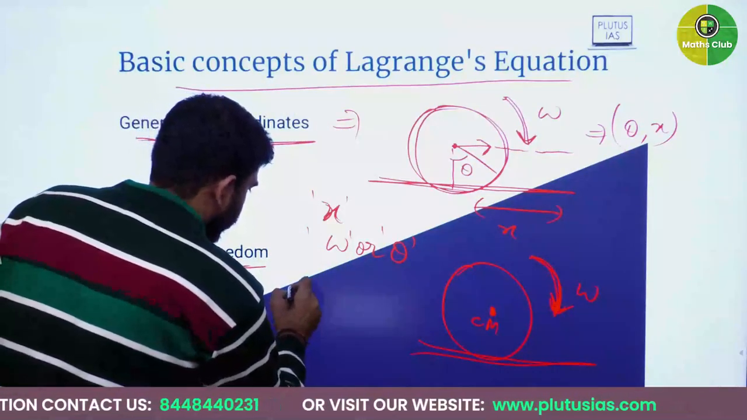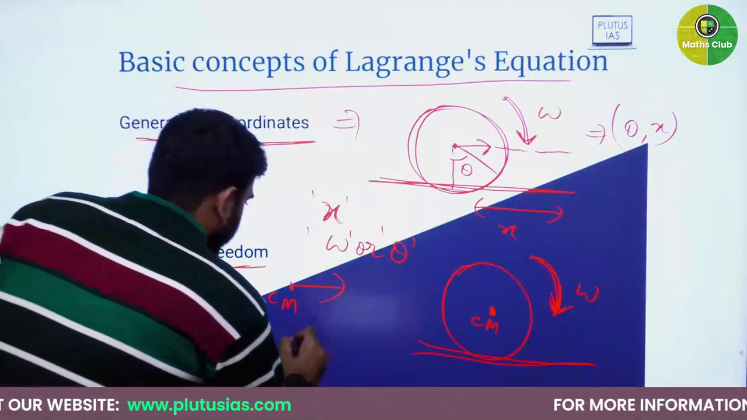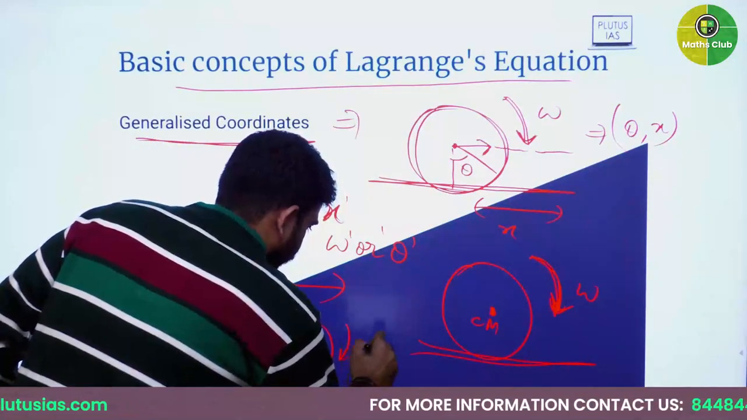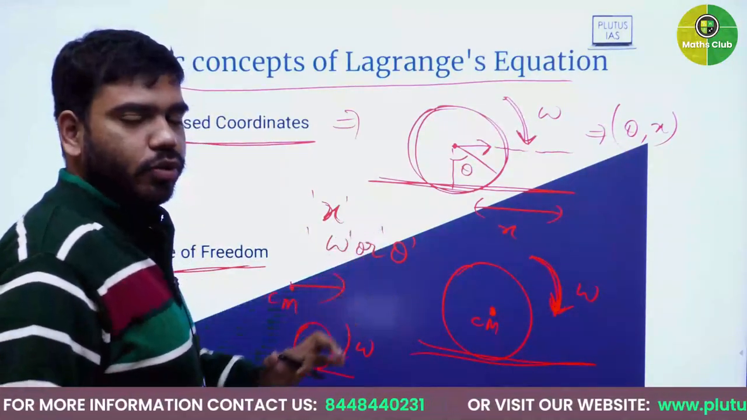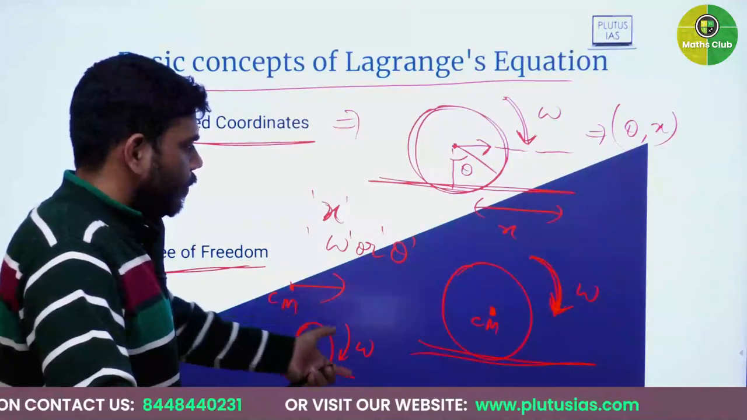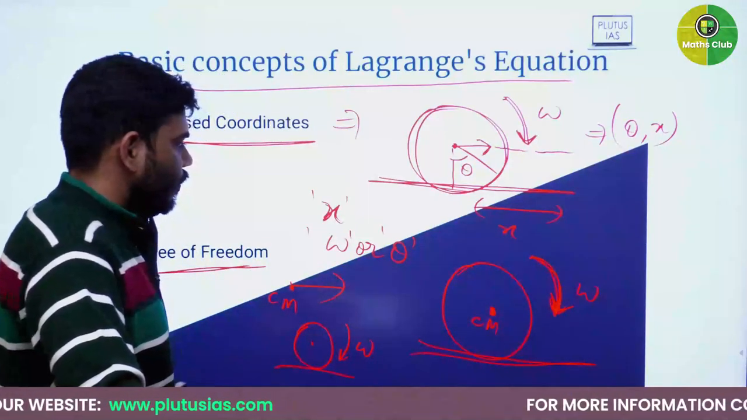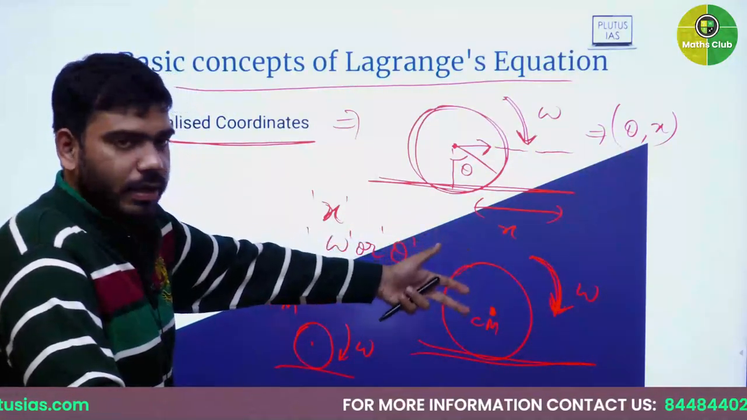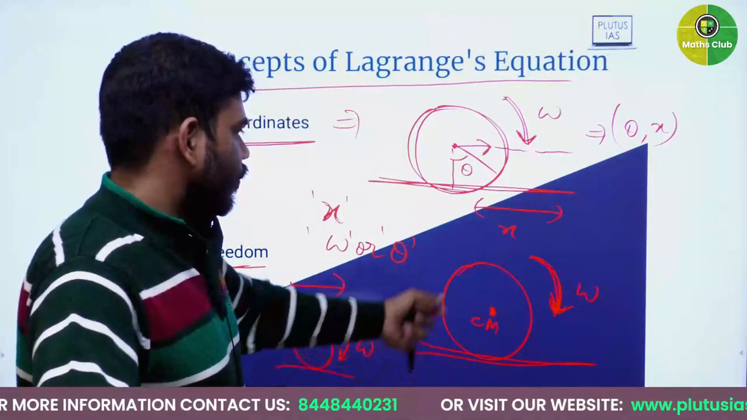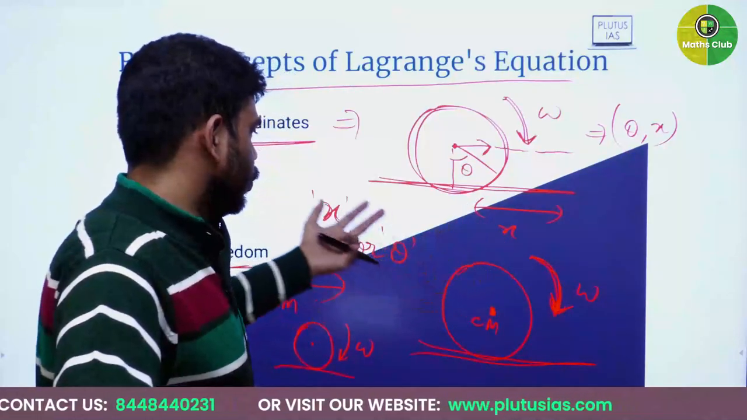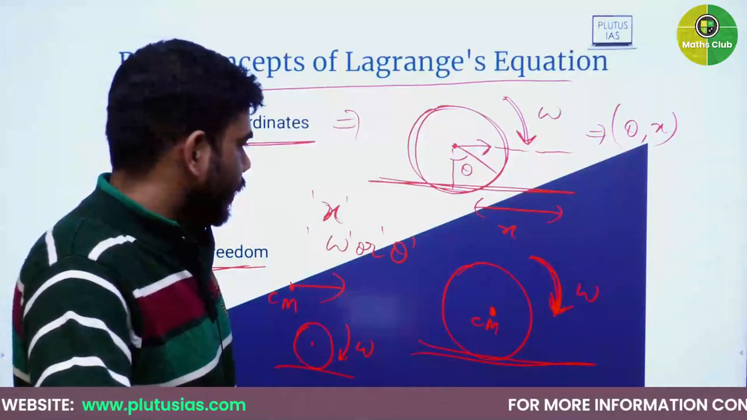If we have to bifurcate this motion into two, this is the center of mass of the wheel, this is the horizontal motion of the wheel, and the second is the rotational motion of the wheel. So these are the two different, mutually independent motions that, if we combine them, result in the final motion that our body is undergoing. So the degree of freedom of this wheel, which is rotating and moving in the positive x direction, will be two. One is horizontal x motion of the center of mass, and the other is the complete rotational motion.